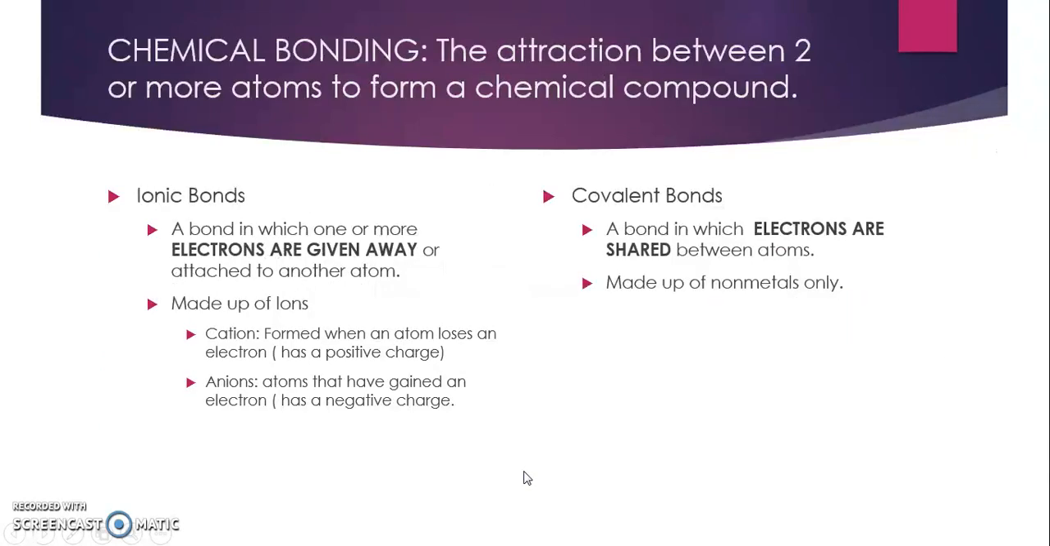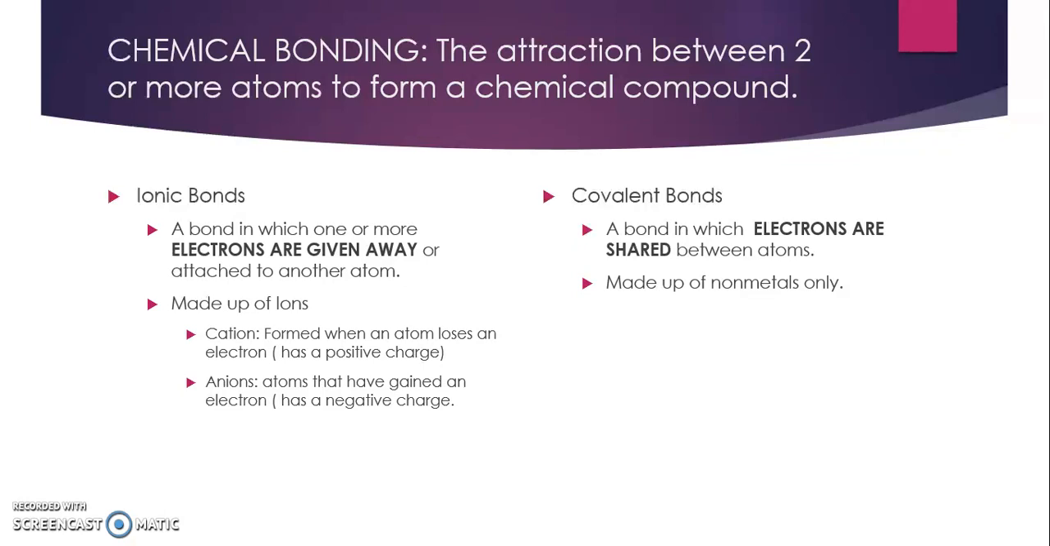Okay, so chemical bonding. What exactly is it? Well, it's the attraction between 2 or more atoms to form a chemical compound. There are 2 types of chemical bonds. One is ionic, the other is covalent. Let's talk about the 2. An ionic bond is a bond in which one or more electrons are given away or attached to another atom. Okay, and these are made up of cations and anions, which you don't really need to worry about quite yet.